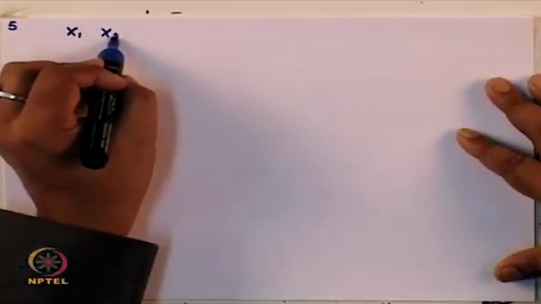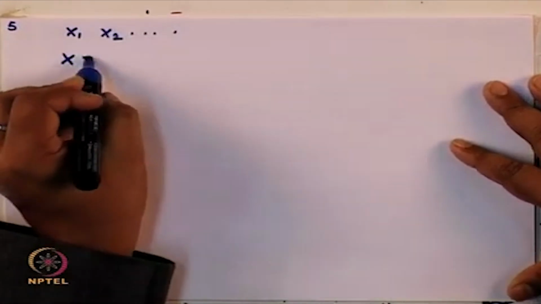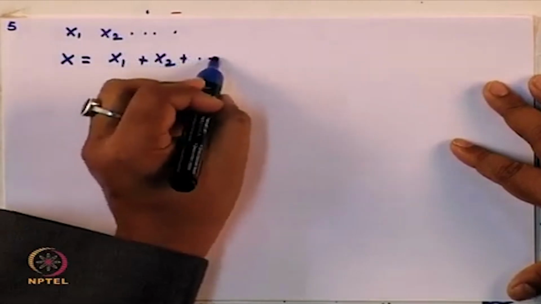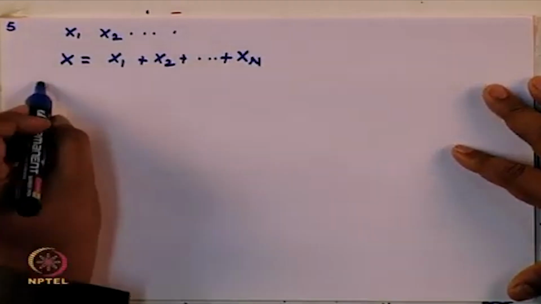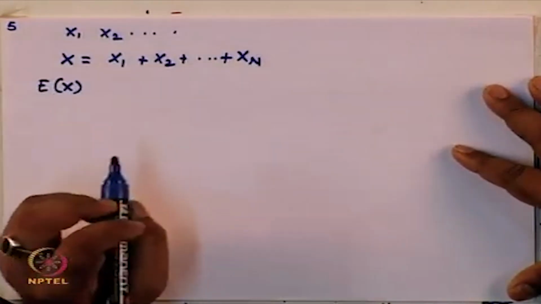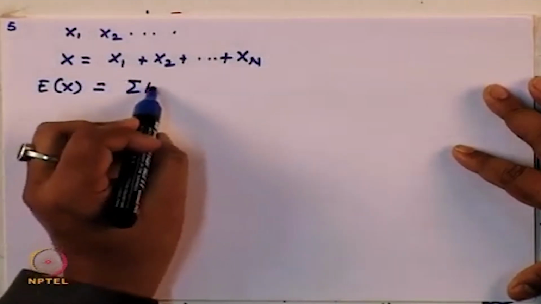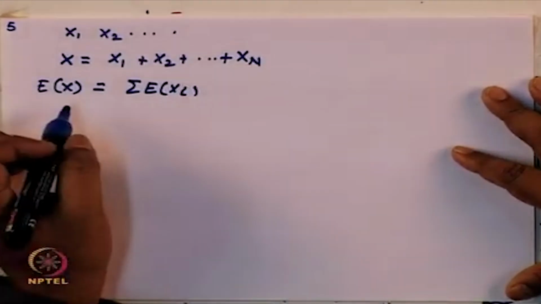Now, let us say you have different random variables x1, x2, and so on, and these are independent. I can think of a random variable x equal to x1 plus x2 plus dot dot dot plus xn. What will be my expectation of x? Expectation of x will come out to be the summation of E of x i. Let us take a very simple example.